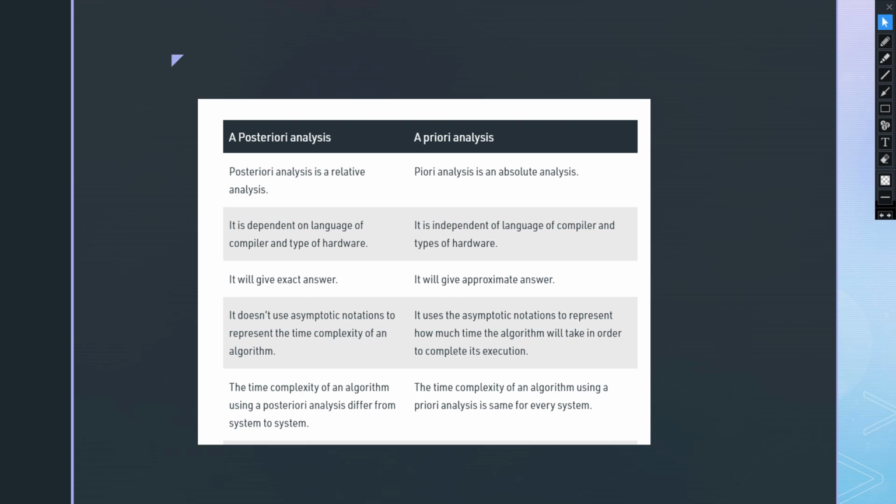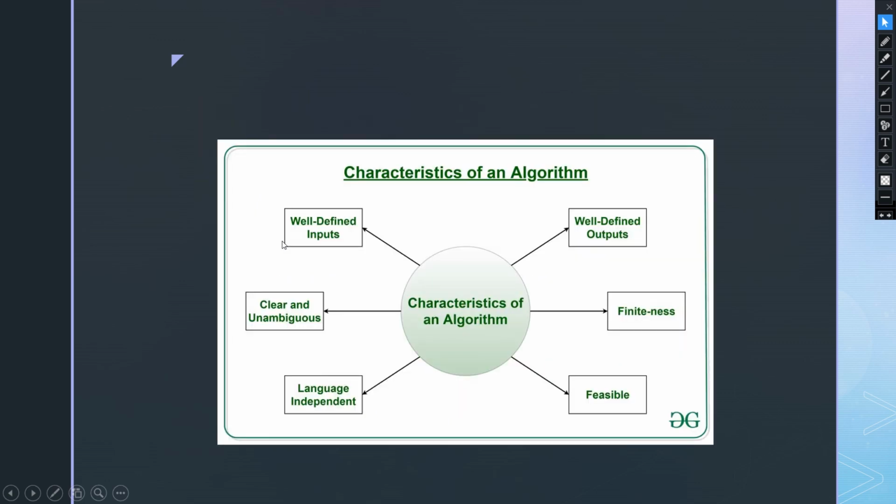So we talked about prior analysis: there is no dependence on the hardware, but in posterior analysis there is a dependency on the hardware. Prior analysis gives an approximate time and space complexity analysis, while posterior analysis gives the actual time analysis. We will talk about asymptotic notation in a further slide. But generally, industry doesn't use posterior analysis.